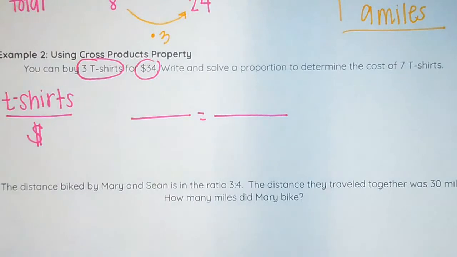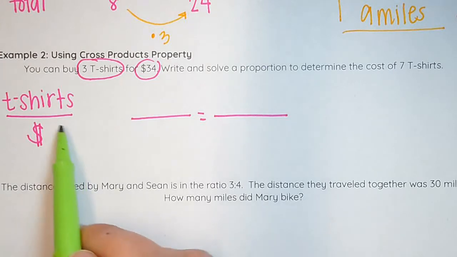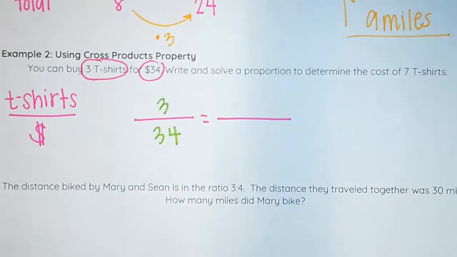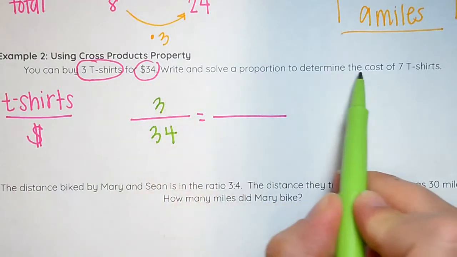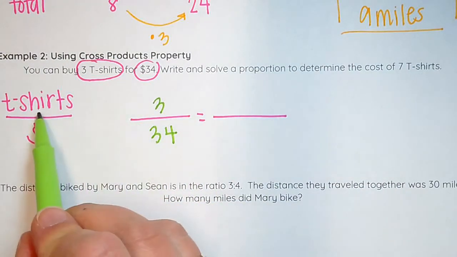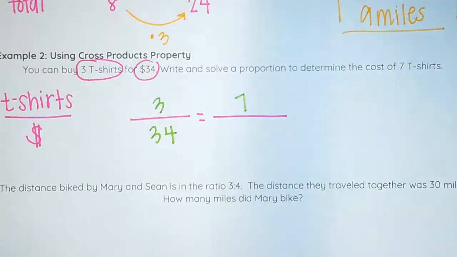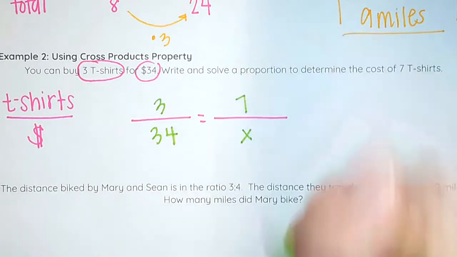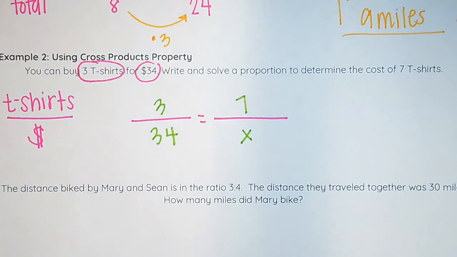Comes my skeleton, and now I set in my ratios. Okay, so t-shirts, my first ratio is 3 to 34. And then I want to know about 7 t-shirts. T-shirts are on top. So t-shirts go over here. My unknown is the money amount. So that becomes an X. All right, you ready? What we're going to do is the cross products property.